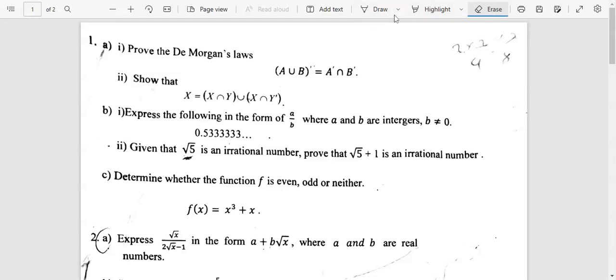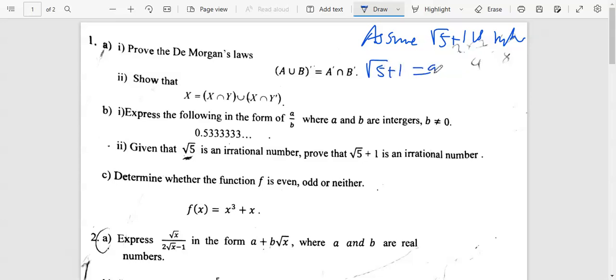The first thing, make an assumption. So assume the number that you have is rational. That is, square root of 5 plus 1 is rational. After making that assumption, it means that square root of 5 plus 1 can be written in the form a over b, where a and b are integers in their simplest form, and b, the denominator, cannot be equal to 0. After then, the next thing that you are going to do, take 1 to the other side, so that will be square root of 5 is equal to a over b minus 1. So this will give us square root of 5 being equal to a minus b over b.